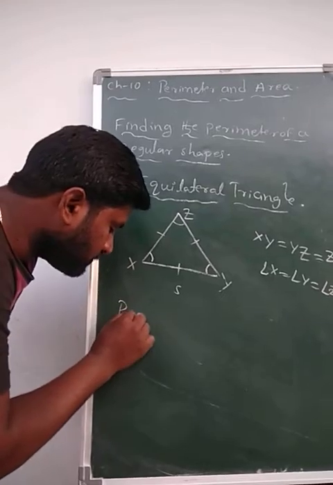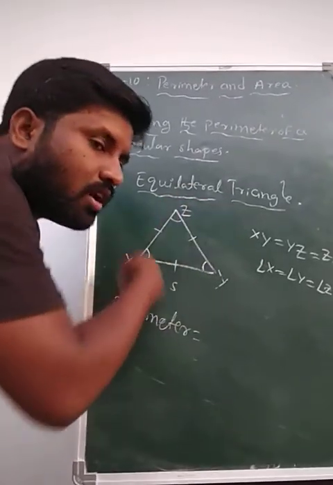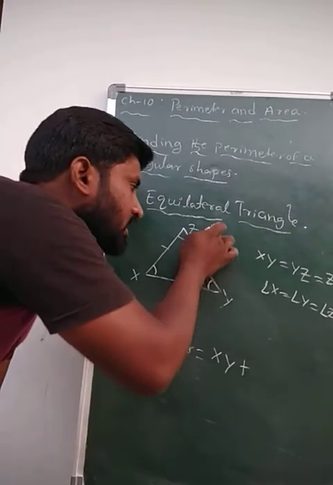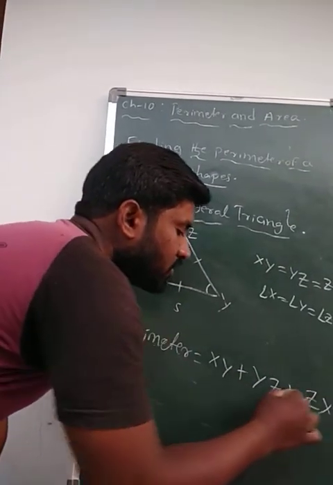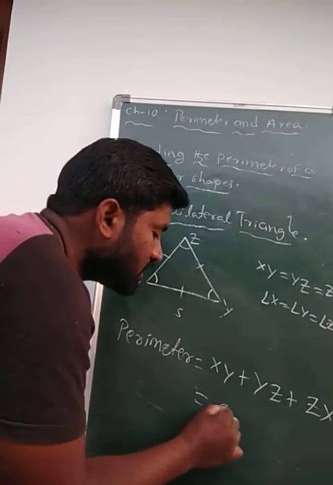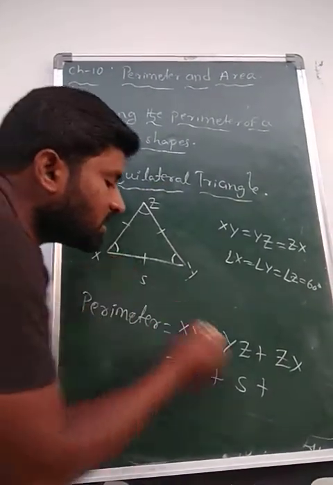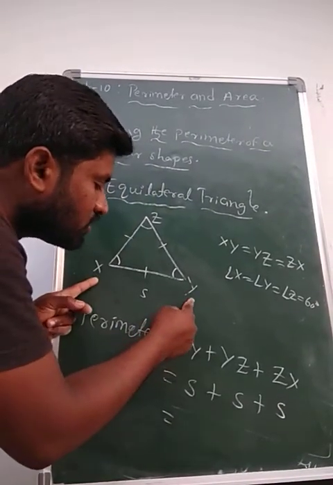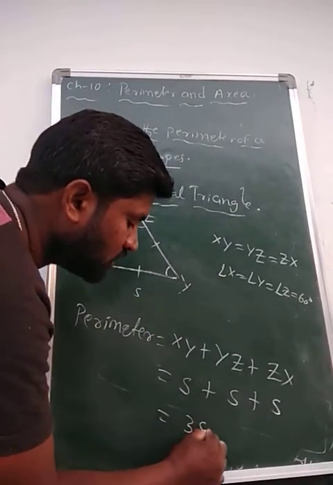Now perimeter is equal to the sum of the lengths of all sides. We have to add any sides. What is the first side here? One is XY plus another is YZ plus another is ZX. Okay, XY plus YZ plus ZX. Here XY is S, plus YZ is also S, plus ZX is also S. That is 3S. Here, because I have taken the length of XY as S, all 3 sides are equal, so S plus S plus S is 3S.